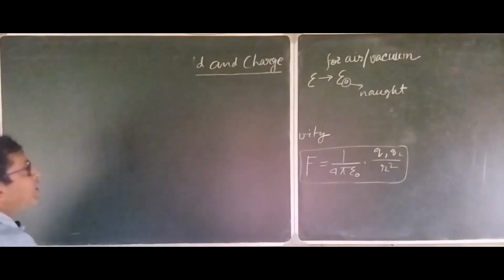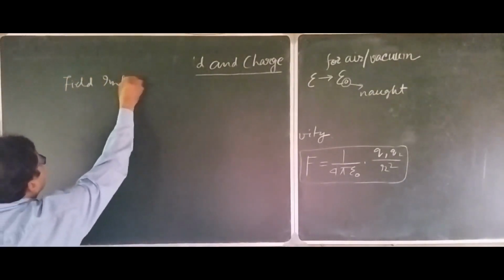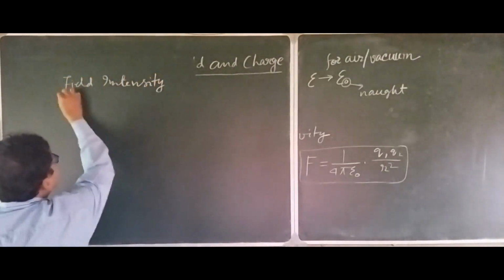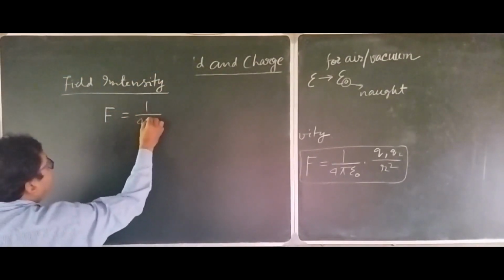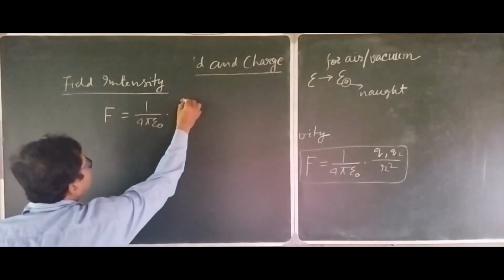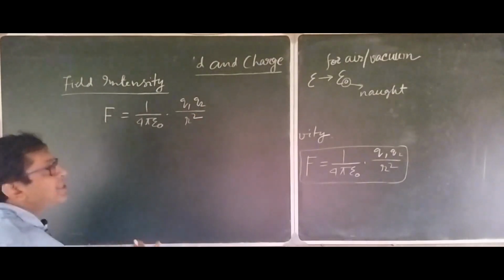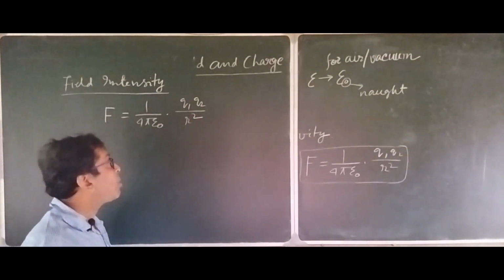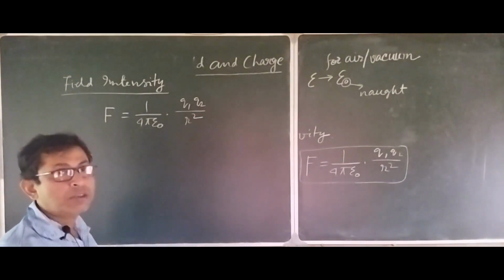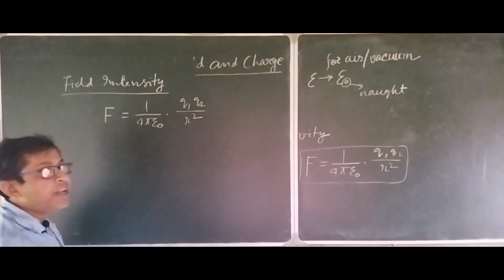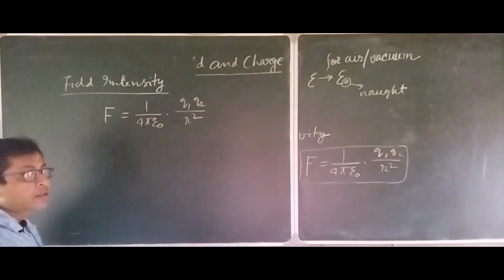So what is electric field intensity? Field intensity. According to Coulomb's law, we know that the force of attraction or repulsion between the two charges is this. Field intensity is defined as the amount of force felt by a unit positive charge when it is brought into the field of another charge.